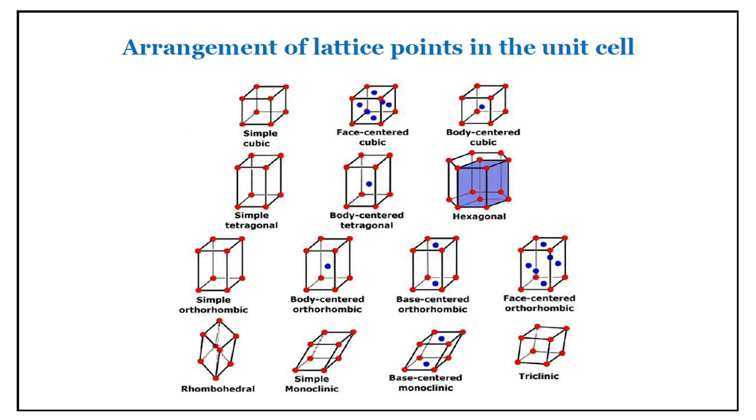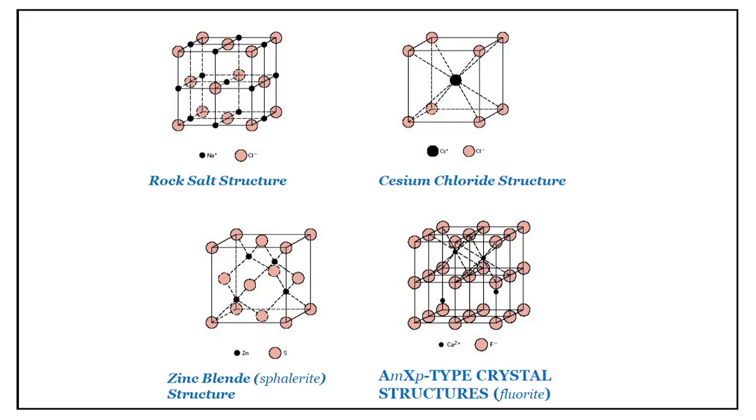Among these 14 Bravais lattice structures, a few are very important, which are present in almost all the metals: simple cubic, FCC, BCC and HCP structures. FCC is face centered cubic, BCC is body centered cubic and HCP is hexagonal close packed structure. You can see these basic examples of how the atoms are arranged in a rock salt structure, where the sodium atoms and the chloride atoms are arranged.